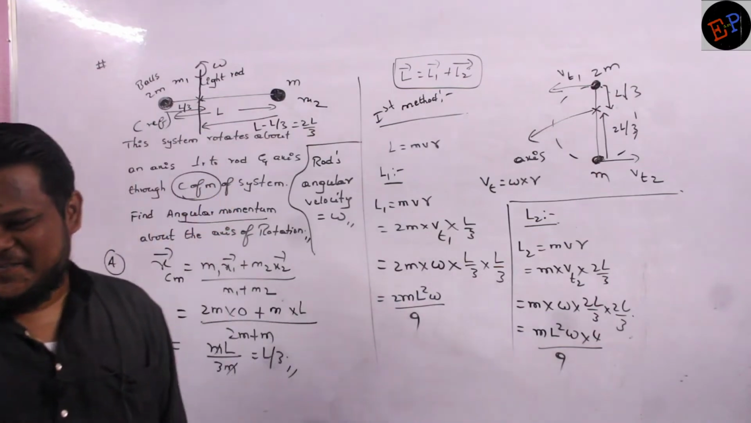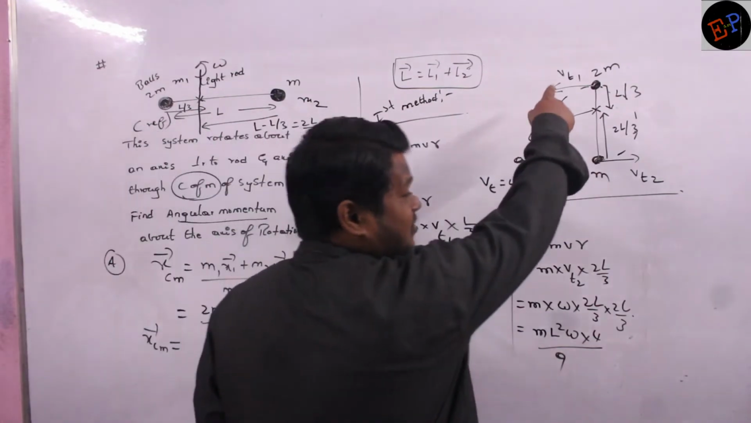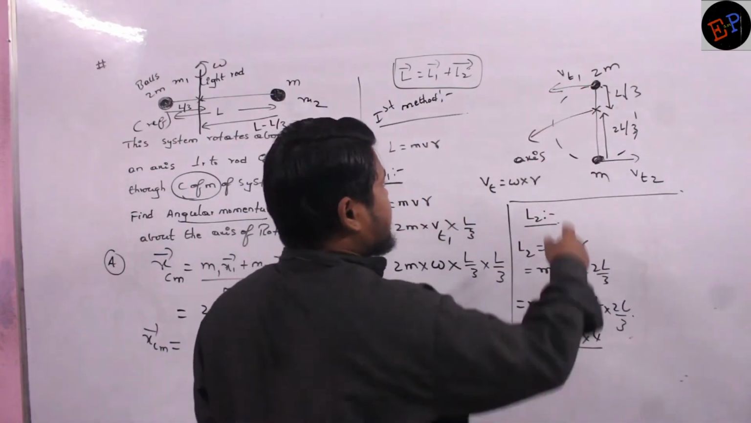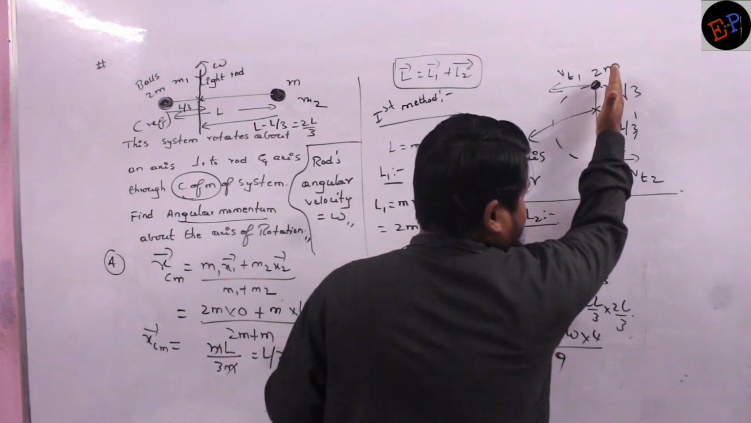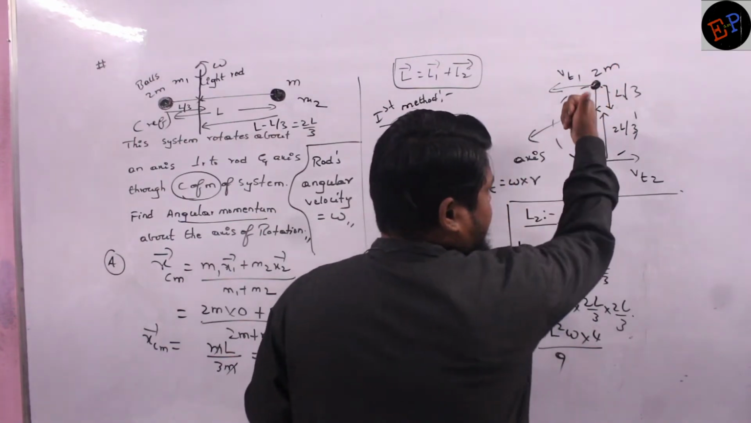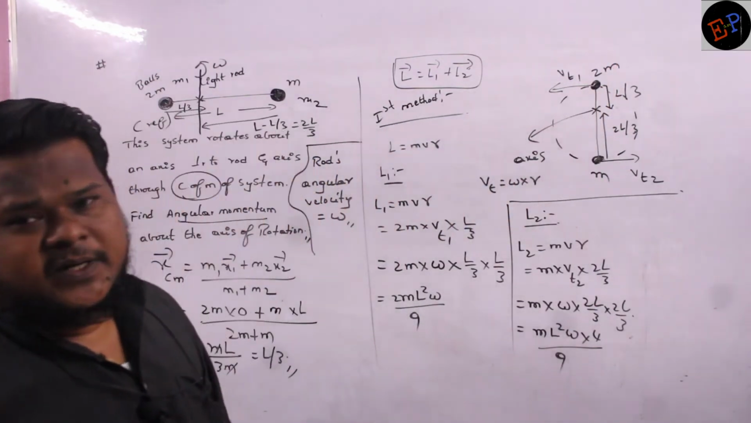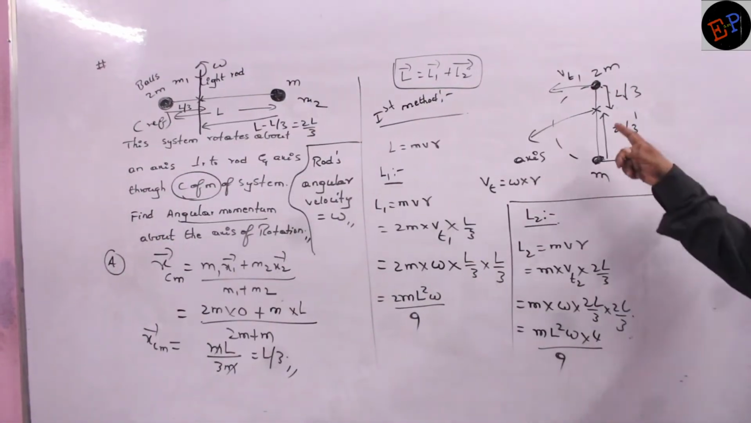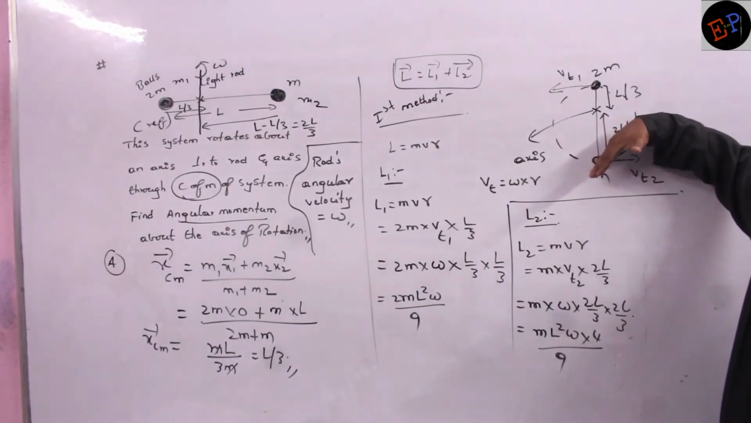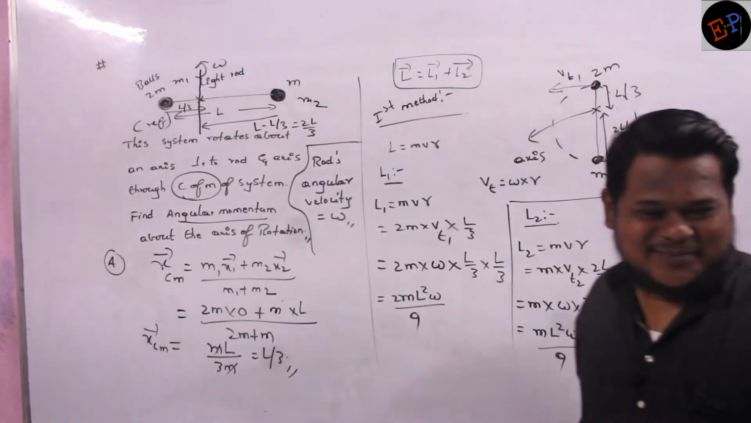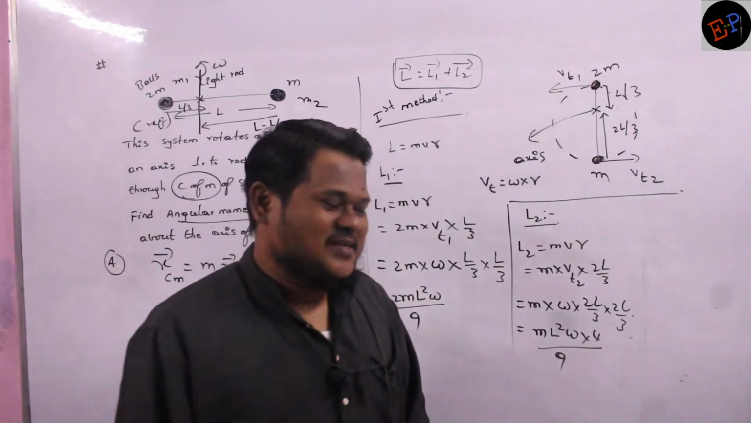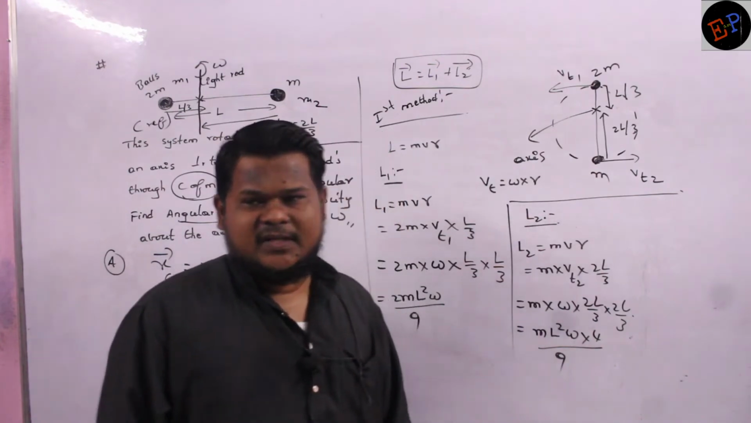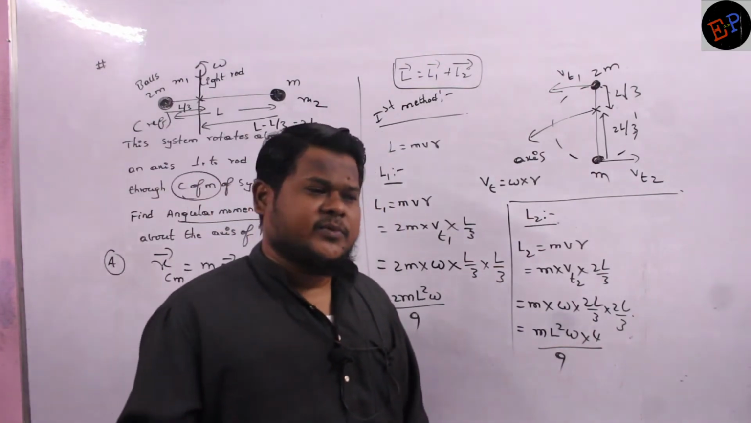Look once more carefully. So this is the first particle, no? R cross P. If I am assuming that it is moving in this direction, R cross P, the direction is perpendicular and out of the board. For this one, R cross P is also perpendicular and out of the board only. Are you able to understand? It means both angular momenta are in the same direction. If they are in the same direction, directly you can add them, no?